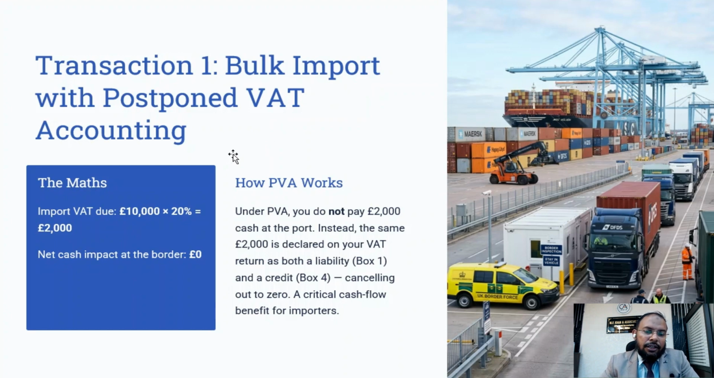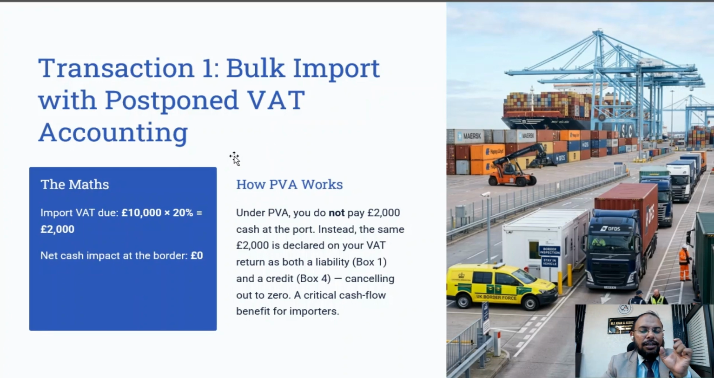For your understanding, we need to calculate VAT at the time of import, which is 20%. This is just a calculation because we are following postponed VAT accounting. Our shipment is 10,000 pounds at the rate of 20%, so the result will be 2,000 pounds VAT involved in the import, but we don't need to pay it at the time of clearance of goods, we just need to declare it in our VAT filings. This is only a mathematical calculation here. For the first transaction, our import VAT is 2,000 pounds.